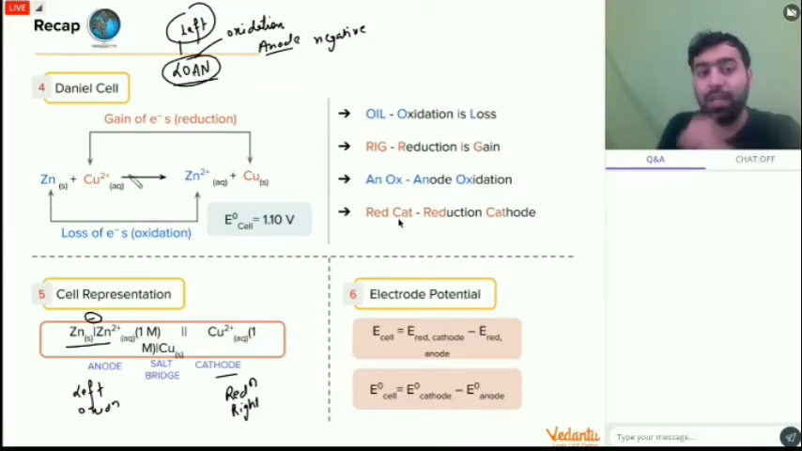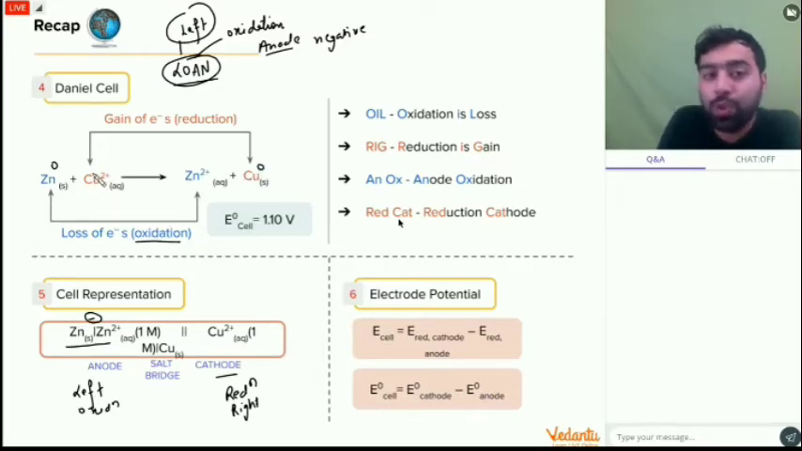Next, zinc is converting to Zn2+. From zero oxidation state to +2 means loss of electron. It is called oxidation. Cu2+ to Cu, two electrons gained. This is called gain of electron, called reduction. The EMF of the cell was computed as 1.1 volt.